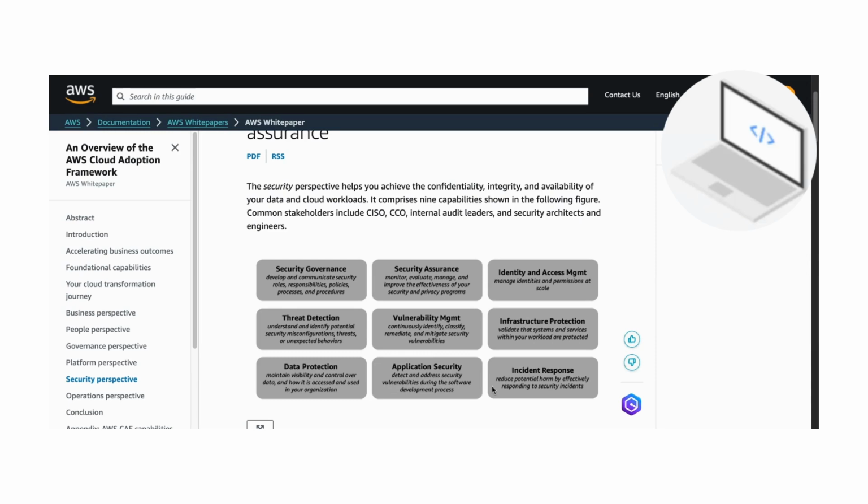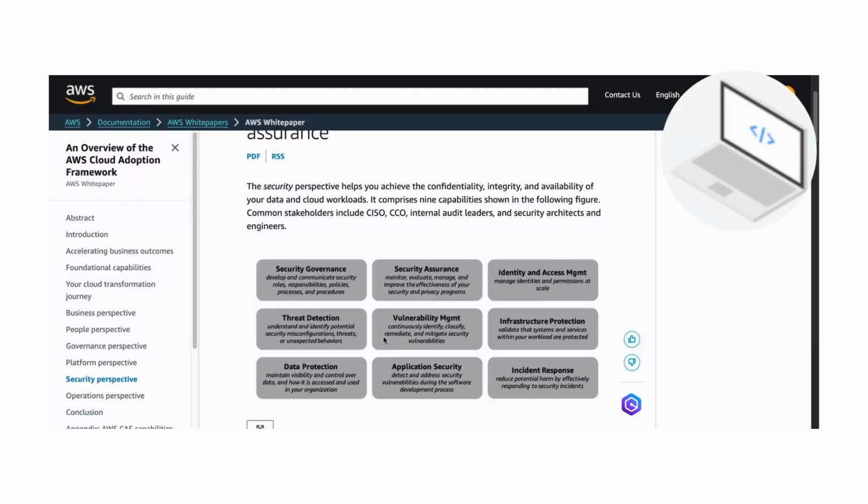And finally, we have incident response. This capability focuses on quickly and effectively addressing security incidents to minimize harm. It's essential to educate your teams about cloud-specific incident response strategies and to develop comprehensive runbooks. Simulate security events through tabletop exercises or game days to prepare for real-world incidents. Then post-incident analysis allows you to learn from security events and continually improve your response processes.